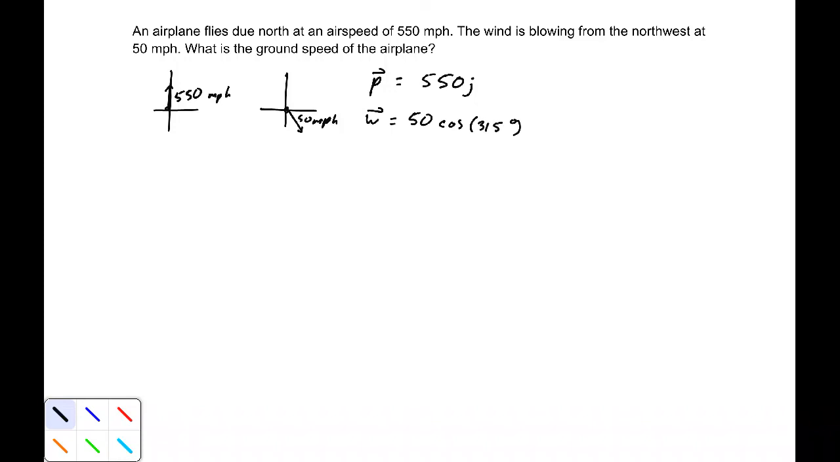Again, for reference, that would be a 45-degree angle with the positive x-axis going down. So as a reference angle, we're going to use 45 degrees. But it would be 315 degrees from the positive x-axis, or I guess I should have said minus 45 degrees, rotating the opposite way. So 50 times cosine 315 degrees i.